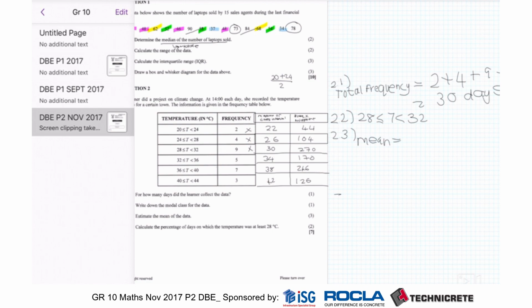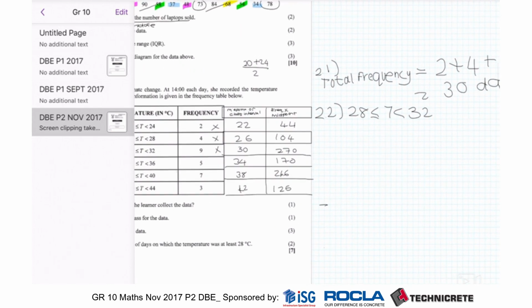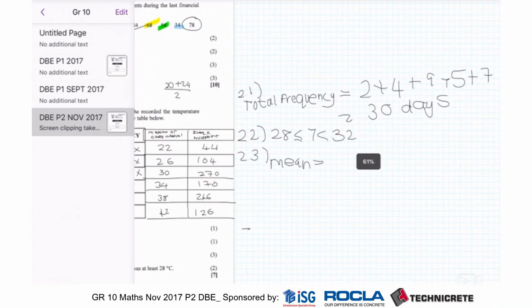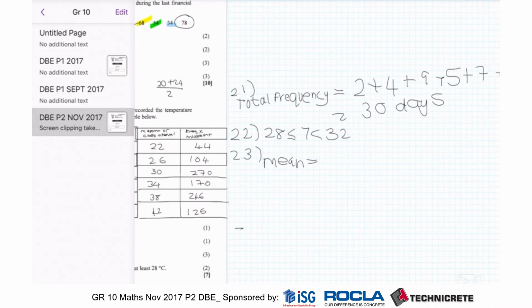it's going to be all of those values added up divided by my total number, which was 30 days. Okay, so it's 44 plus 104 plus 270 plus 170 plus 266 plus 126 all over 30. That's meant to be 30. So we're going to put that into our calculator.